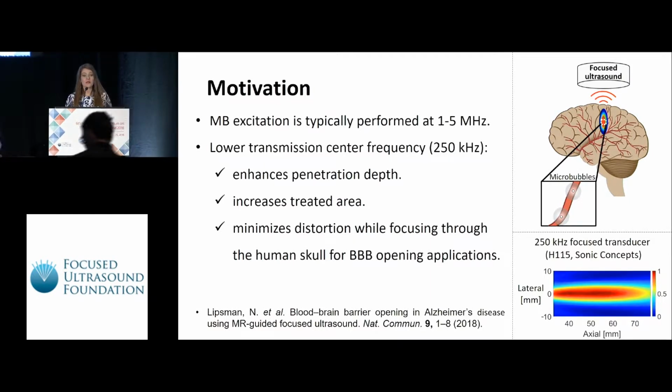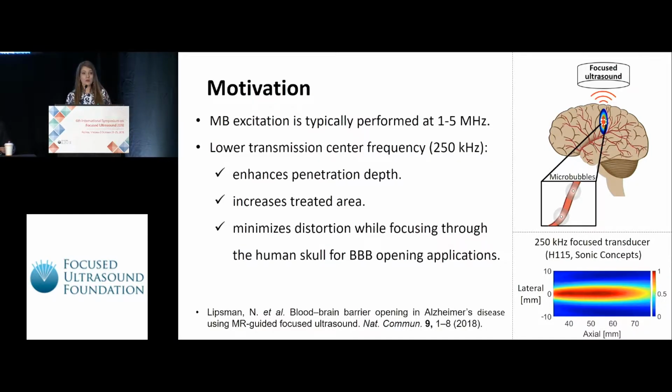Our aim is to use microbubbles in combination with ultrasound in order to safely open the blood-brain barrier, or the BBB. Microbubble excitation is typically performed at ultrasound frequencies of between 1 megahertz and 5 megahertz. These frequencies are where the resonance frequency of the microbubble lies, and therefore it was assumed that microbubble oscillations will be maximized around this frequency.